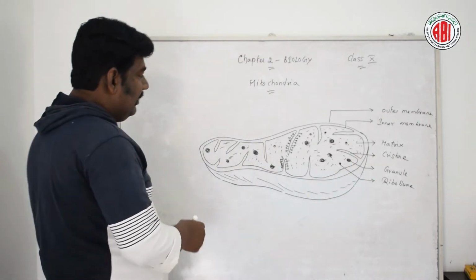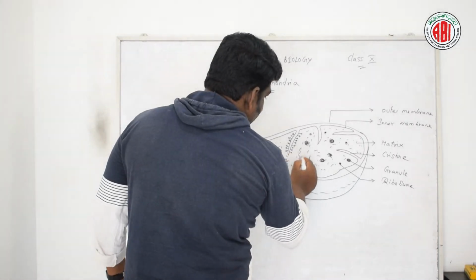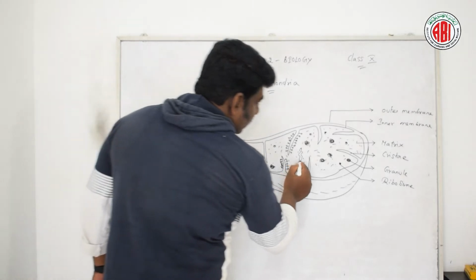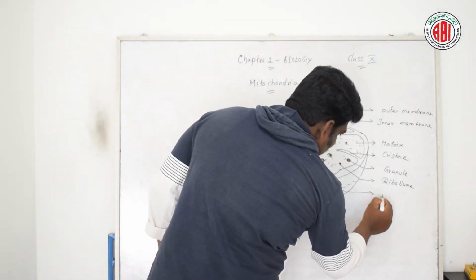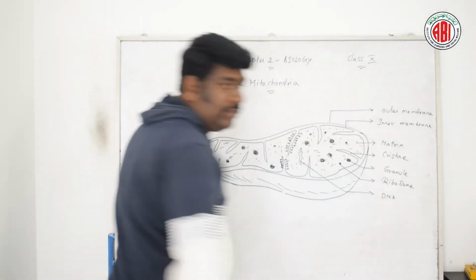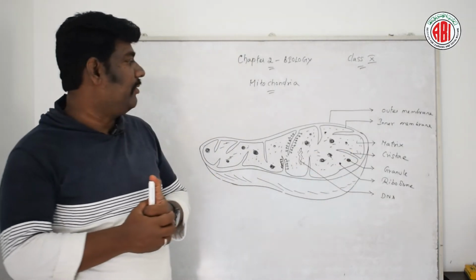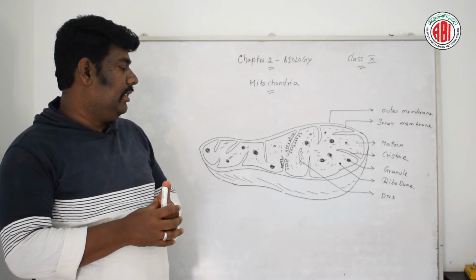Other than that, we are able to mention some structure like this, and this structure is called DNA. So these are the different labelings done in mitochondria, right?